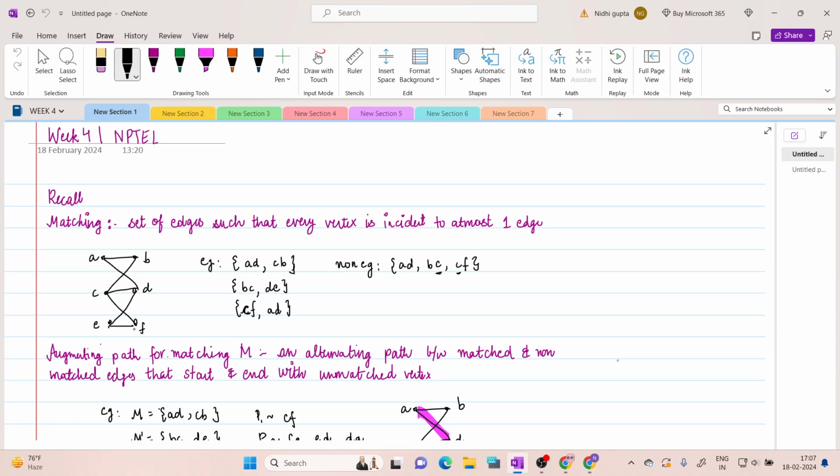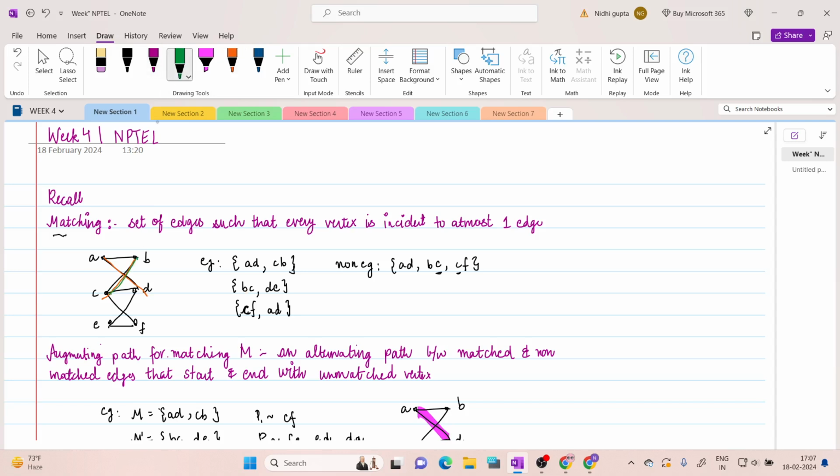So in this example, it is a bipartite graph. A matching can be defined for any graph, but in particular, if we are talking about this bipartite graph, we can see that AD, CB is a matching, because every vertex is incident to at most one edge. So E and F are in these edges, and no vertex is adjacent to more than one edge.